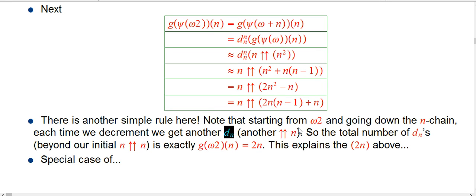And what does that do? It gives us another double up n. So the point is the total number of dn operations is exactly g of omega 2 of n. That's a really nice thing. This is one of the reasons why I wanted to focus on g. Even if our primary interest wasn't the g function, and of course our primary interest is the f function if we can wrap our minds around it, the g function really does come into this. So this 2n is nothing more nor less than just g of the input to psi.